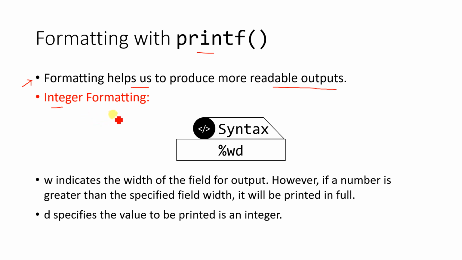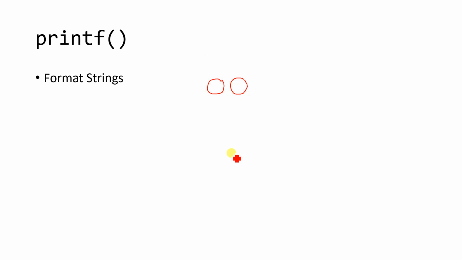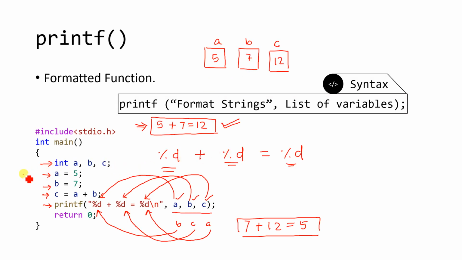Now to represent integer formatting, the syntax is %wd. If you recall, in this particular example we used only %d over here. But instead of writing %d, we can also write %5d. We can also write %7d. So this type of thing we can write. But where we should write it, why we should write it, and what will happen if we write this, that is what I am going to discuss.